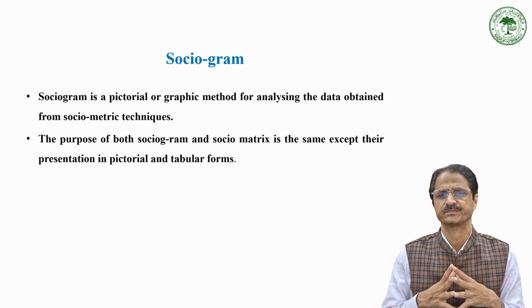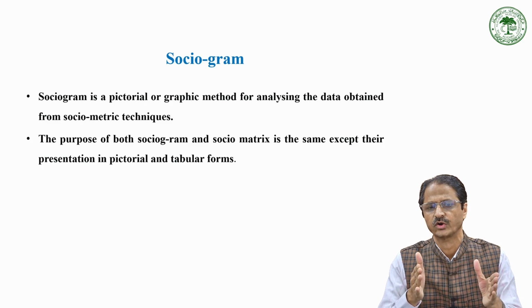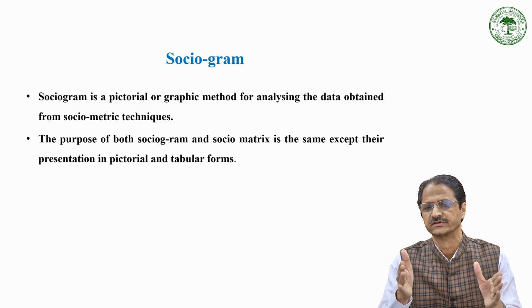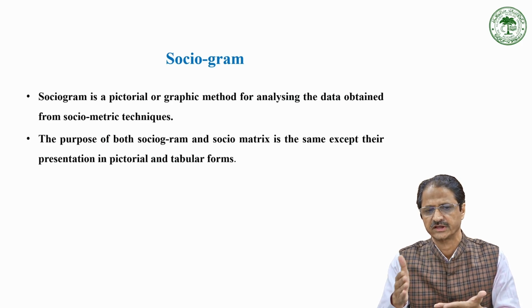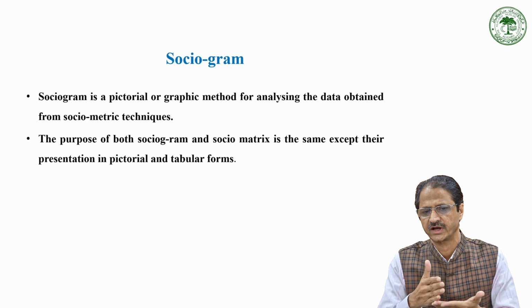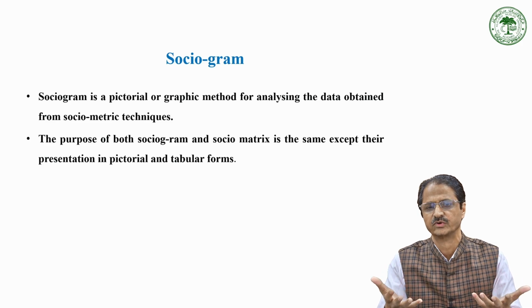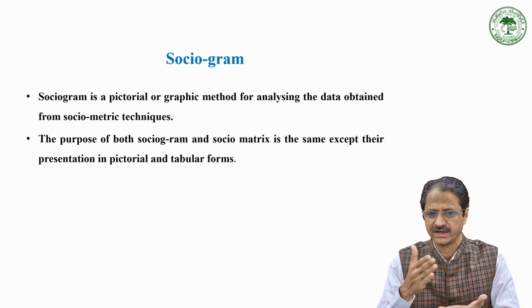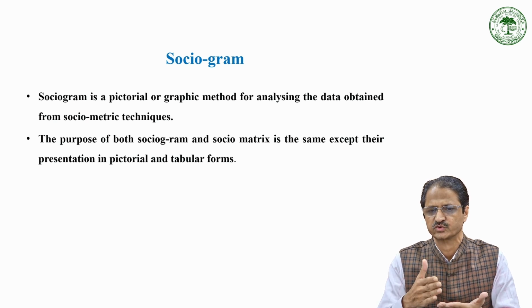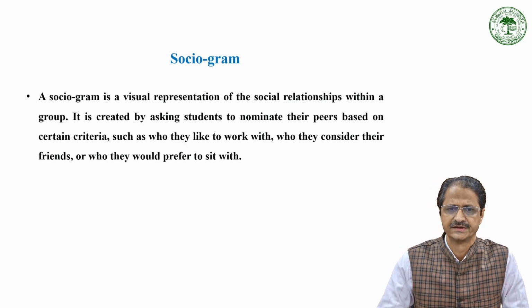Let us take the example of the sociogram. A sociogram is a pictorial or graphic method for analyzing the data obtained from sociometric techniques. The purpose of both sociogram and sociometrics is the same, except for their presentation in pictorial or tabular form. If pictorial form is there, it is called the sociogram. If tabular form is present, it is called sociometric matrices. We will discuss that later on.